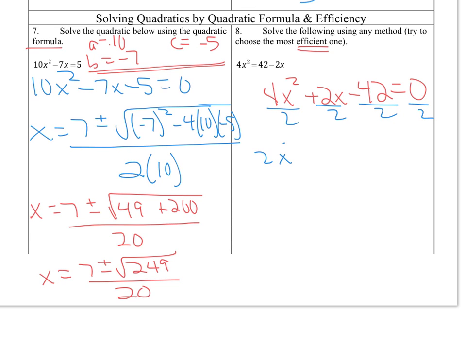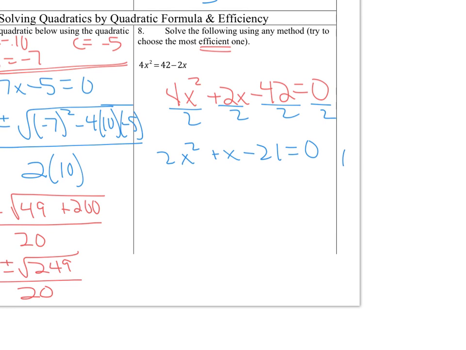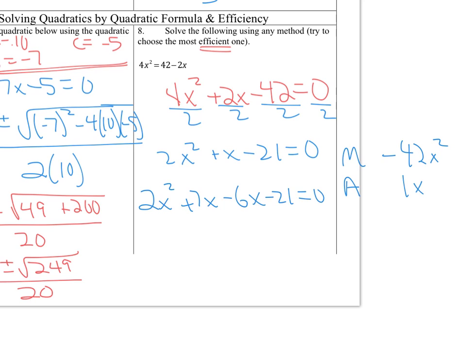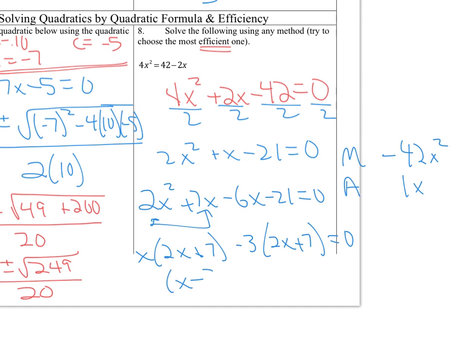So that's going to be 2x squared plus x minus 21. Now I'm going to see if I can factor. So I want numbers that multiply to negative 42x squared and add to 1x. Oh, I know those. That's 6 and 7. Well, sort of. One of them has to be negative. So positive 7, negative 6. And then factor, factor. So good to me. And then x minus 3, 2x plus 7.